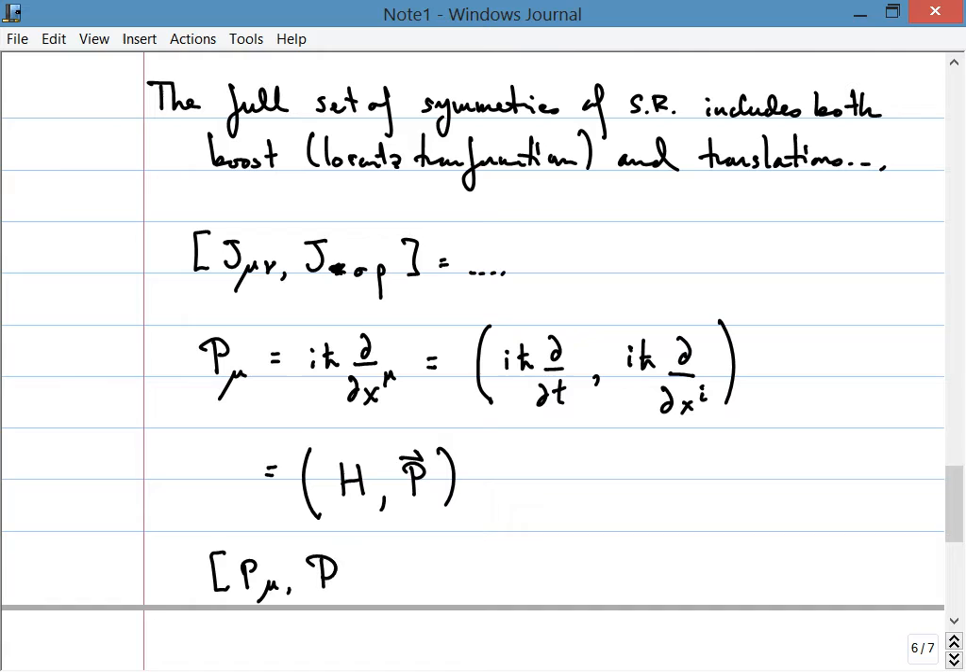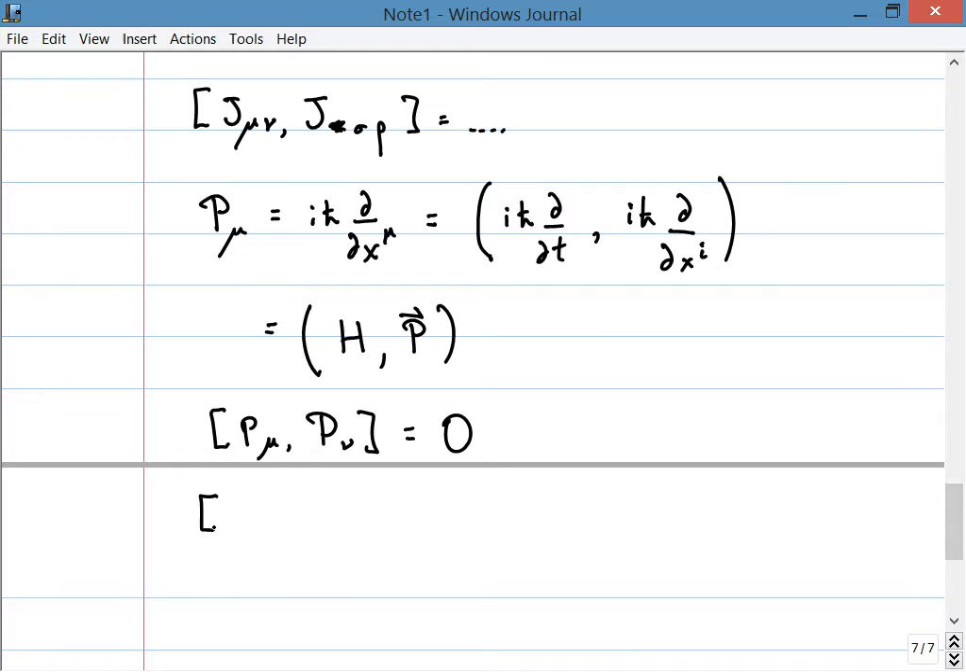translations. So of course, two translations will commute with one another in special relativity, just as they would in Newtonian physics. But J mu nu will not commute with one of these translations. Why is that? Well, the translations form a vector, and just as in three dimensions, what vectors do for a living is transform under rotations, in special relativity, what a four vector does for a living is it transforms under the Lorentz transformations. And so there's some formula here.